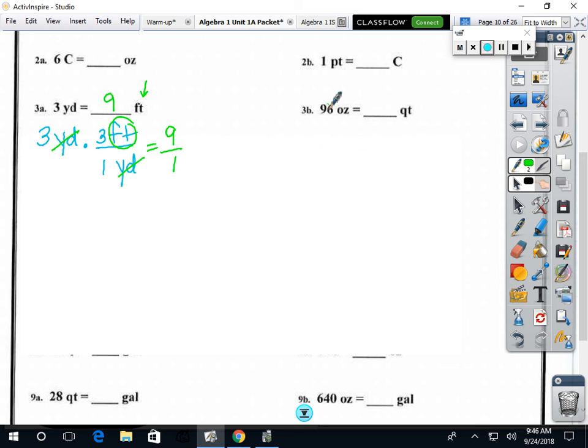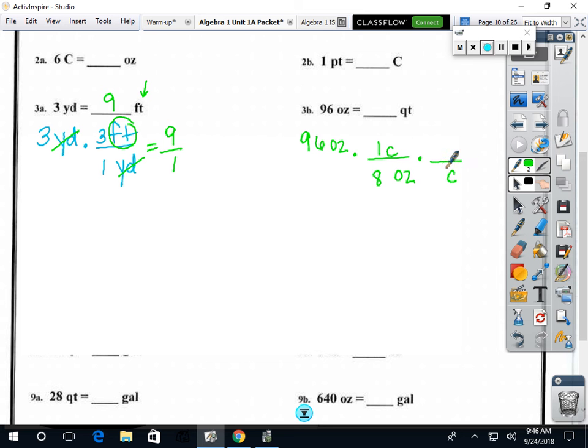All right, 3B, we start with 96 ounces. Okay, so what has to go in the bottom next? Ounces. Do we know anything about ounces straight to quarts? No. What's the only thing we know about ounces? What do we know about ounces? Right, 8 ounces is 1 cup. So that means we're not finished with our chain. So what now has to go on the bottom?